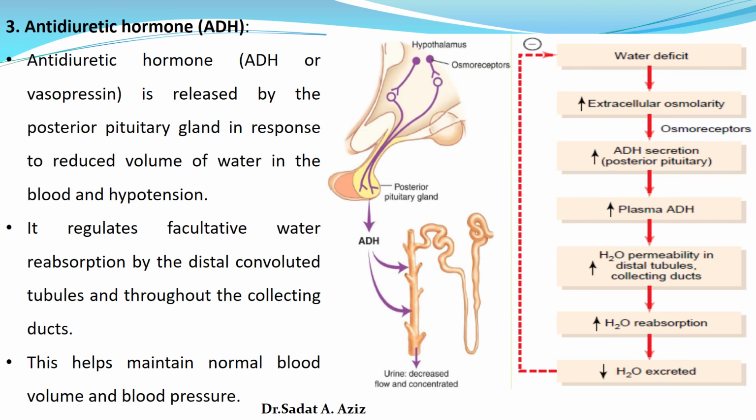This is the hormone which we mentioned during our lectures when we talked about the water reabsorption, which is called the antidiuretic hormone. I think we mentioned this hormone when we had our lecture about the endocrine system. We said the antidiuretic hormone is released from the posterior part of the pituitary gland, in response to what? To reduced volume of water in the blood and hypotension.